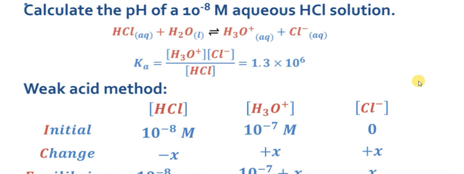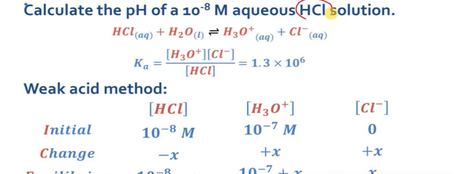Hello, respected students. We are here again to calculate the pH of HCl solutions. That's the new problem. How can we calculate the pH of a 10 to the power minus 8 molar aqueous solution of hydrochloric acid? Hydrochloric acid, we know, is a strong acid, and strong acids are completely ionized.